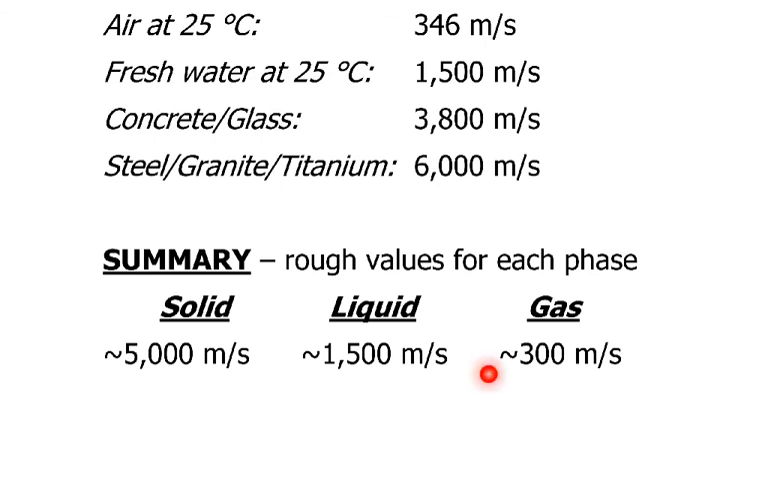anyway, just keep in mind in gases, you're in the hundreds, certainly not more than about 500 meters per second in a gas. Around 300 is a good number. A liquid, usually around 1500 is a pretty good guess, meters per second. And then in a solid, you're going to be up around 4000, 5000, 6000 meters per second. All right, so those are the numerical values that you can keep in mind for the speed of sound in different materials, in different media.